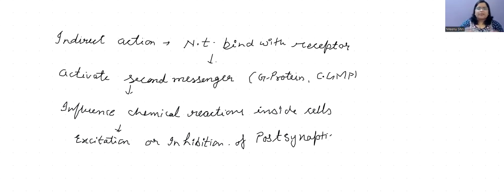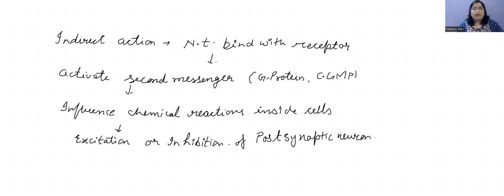So here, in the indirect action, the neurotransmitters bind with the receptors, and after binding they activate the second messenger molecules like G protein and cyclic GMP. These second messengers influence particular chemical reactions inside the cells, and after these reactions, excitation or inhibition of the postsynaptic neurons occurs. Like that, they can act indirectly.